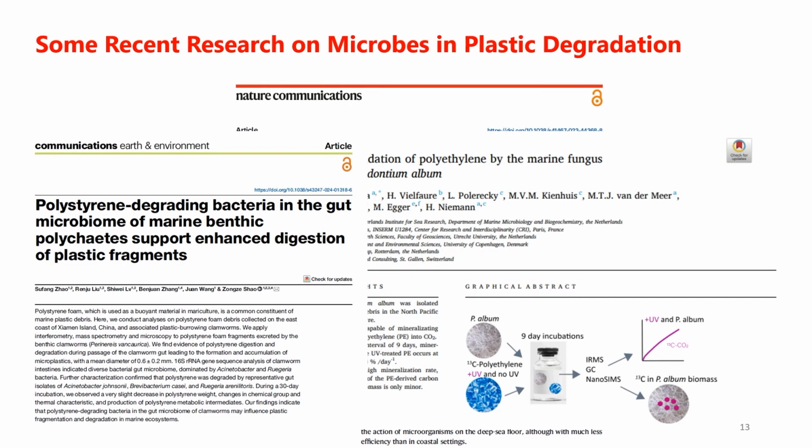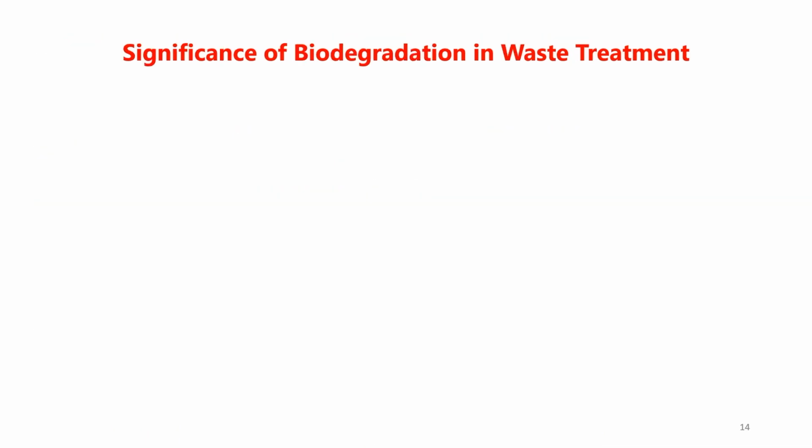Then there are reports of polystyrene degrading bacteria in the gut microbiome of marine benthic polychaetes, which support enhanced digestion of the plastic fragments. So, that is a very interesting and happening area of research currently. We are trying to solve problems of plastic pollution by first identifying and isolating naturally occurring microbes which can do the job for us through the action of certain enzymes and metabolic pathways.